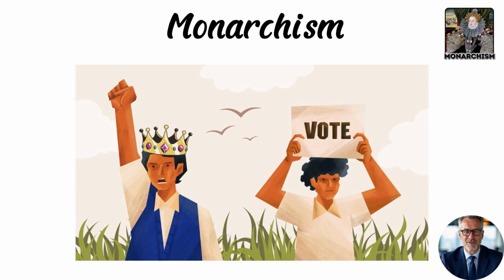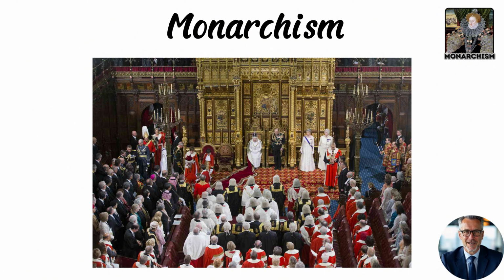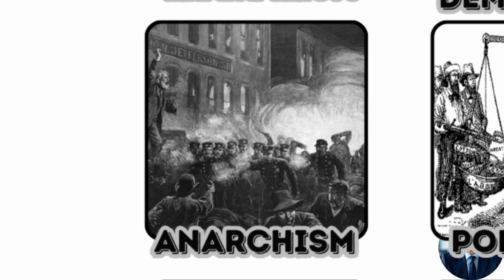Examples of monarchies that still wield power include Saudi Arabia and Brunei, while the UK and Spain serve as constitutional monarchies with mostly ceremonial roles. Anarchism, true freedom or chaos.